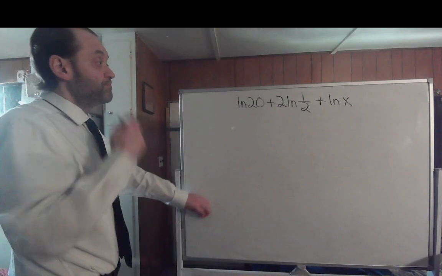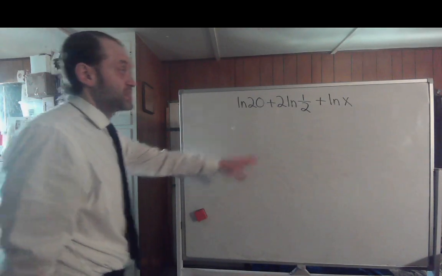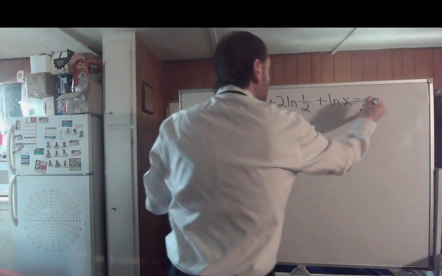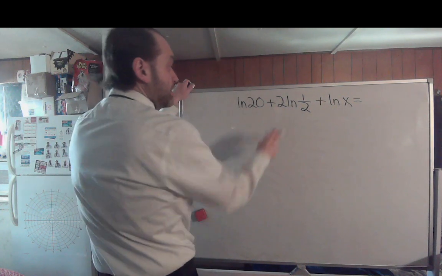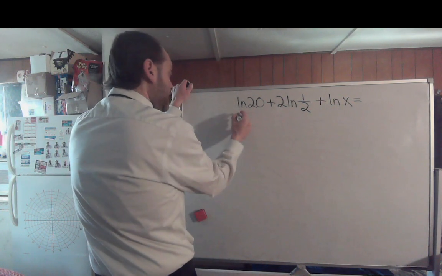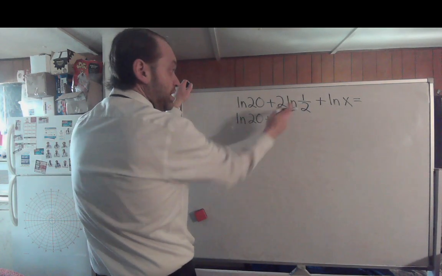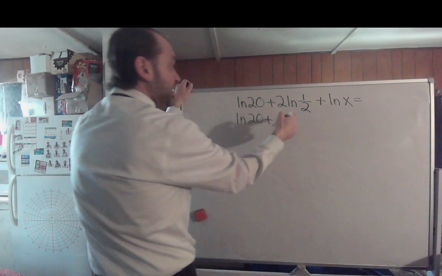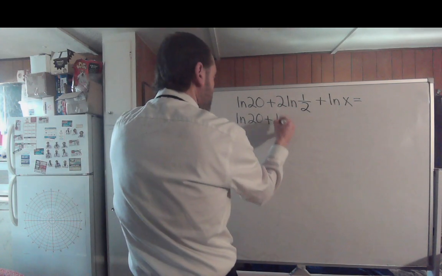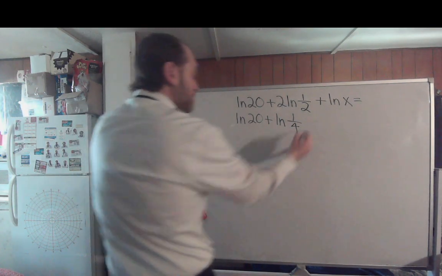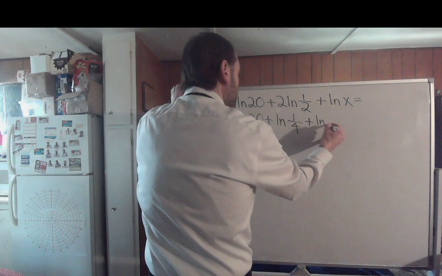Alright, well, for the second term, we have a power rule, right? That's 2 ln of 1/2. Well, let's write this. The ln of 20 plus that 2 ln of 1/2 is the same as the ln of 20 plus the ln of 1/2 to the second power, which would really be the ln of 1/4 plus the ln of x.